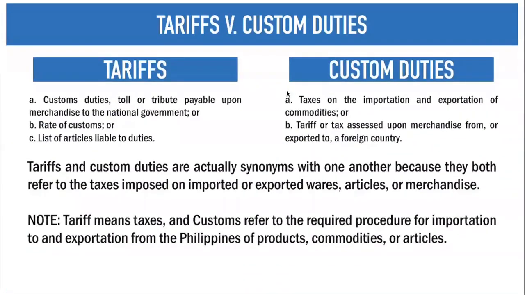So we've been talking about your customs. We now start defining what is a customs. So we try to differentiate tariffs versus customs duties. So what is a tariff and what is a customs duty? Tariffs, also known as taripa, are customs duties, toll, or tribute payable upon merchandise to the national government. Sometimes it is the rate of customs, or sometimes it is the list of articles liable to duties. While customs duties are the taxes on the importation and exportation of commodities, a tariff or tax assessed upon merchandise imported from or exported to a foreign country.